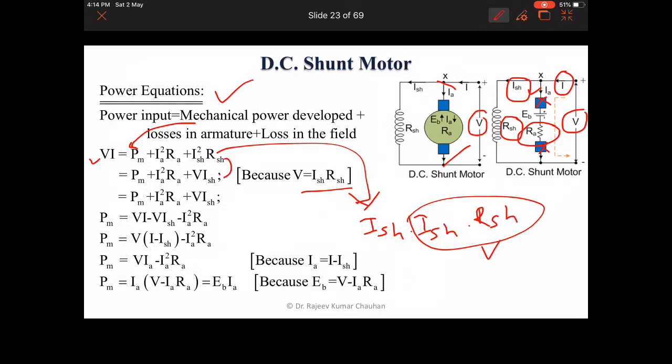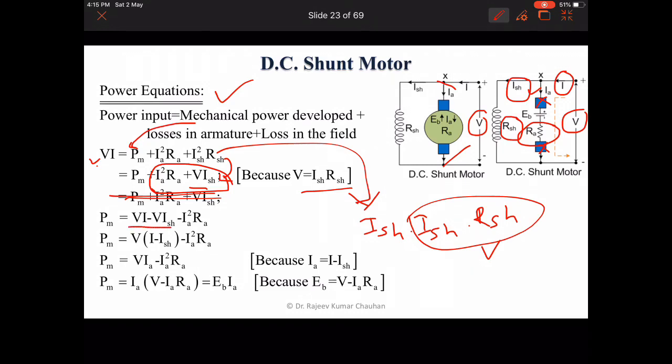So we can get the next equation like this: PM plus IA square RA plus V into ISH. Okay, this is the same equation. So let's transfer this expression from the right side to the left side. We will get PM is equal to VI minus V ISH minus IA square RA.